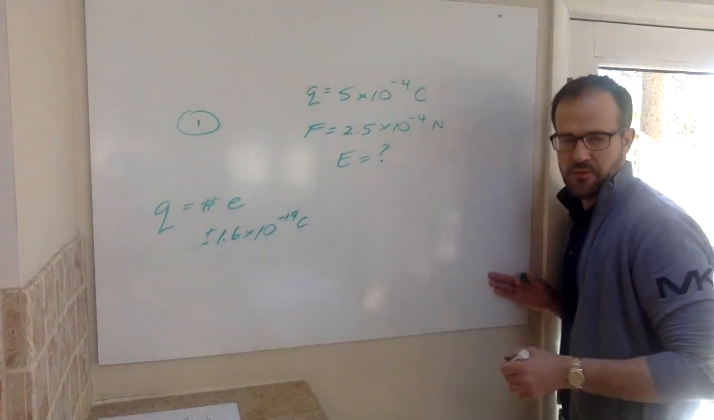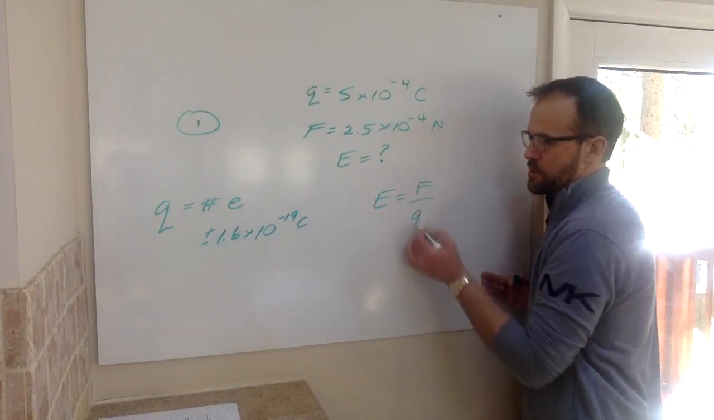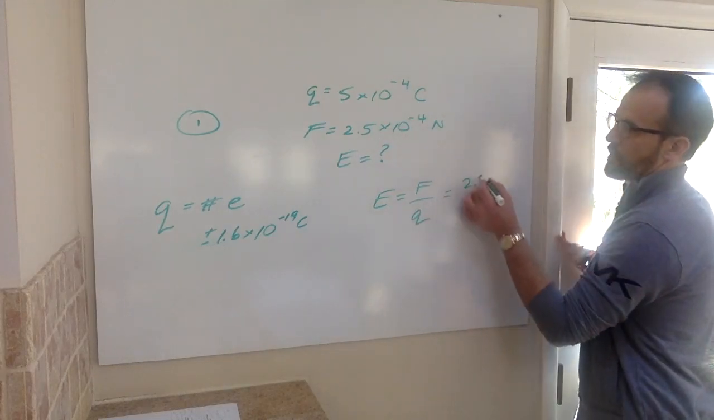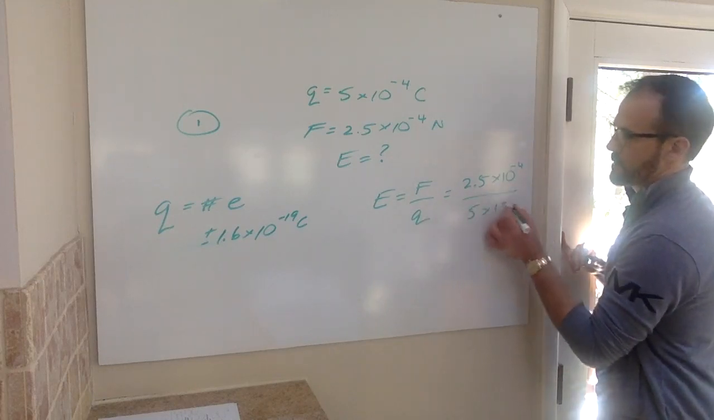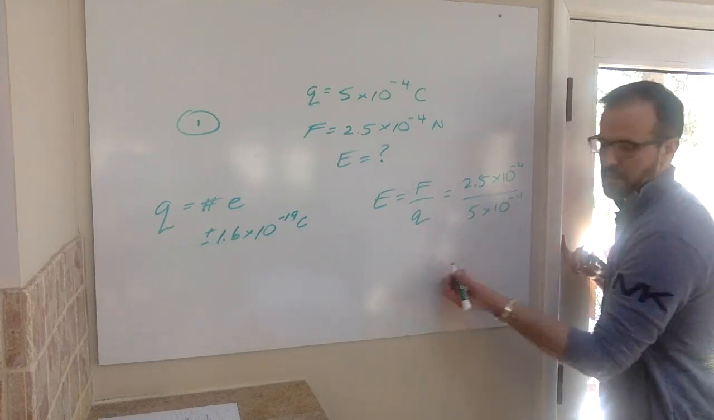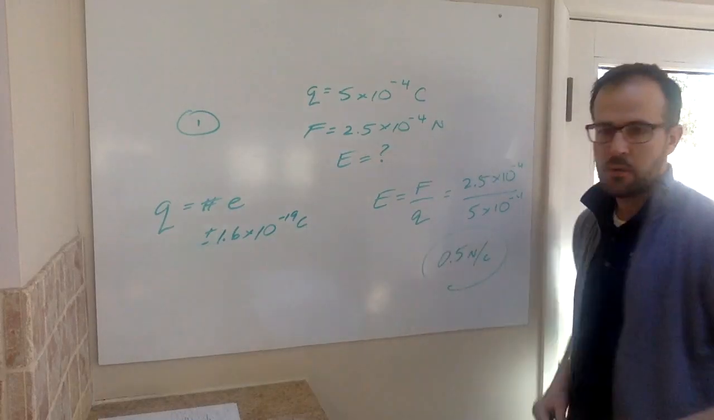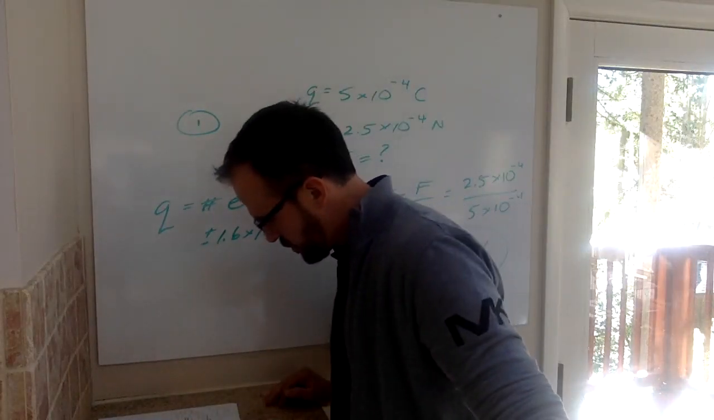So this is as straightforward as it gets. It's just really saying the E field is the force on a charge. It's just the formula. So you're just taking that 2.5 times 10 to the negative 4 and dividing by 5 times 10 to the negative 4. This is half that, so we get 0.5 newtons per coulomb, number one. I think 2 and 3 are pretty similar.